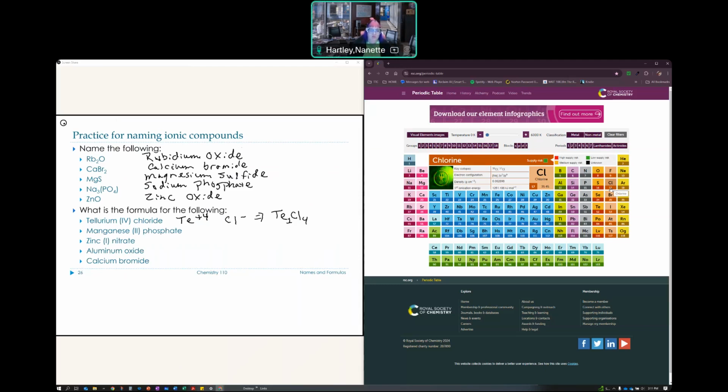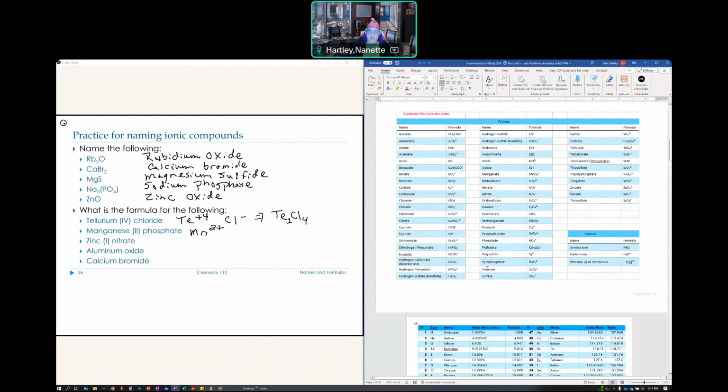Manganese 2 phosphate. This is manganese. I'm going to look at my M's. There's manganese right there. So he's Mn. He's a 2 plus. And then I need to find the phosphate. And again, that was one of those polyatomic ions that I had. So I'm going to go back to this list and find that phosphate. And phosphate is right here. And that's a PO4 3 minus.